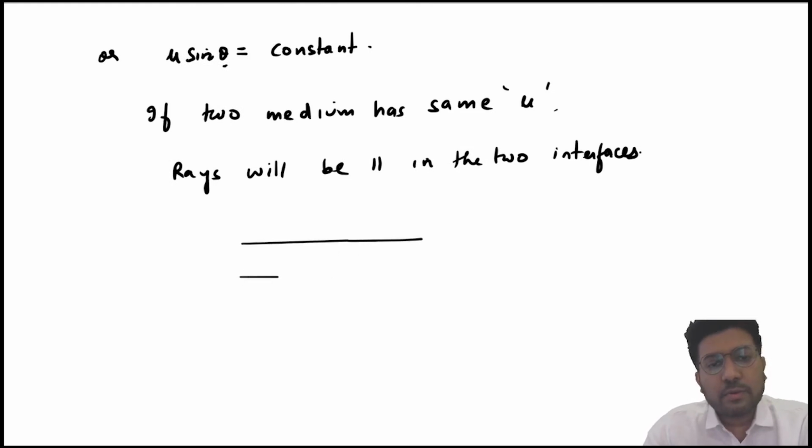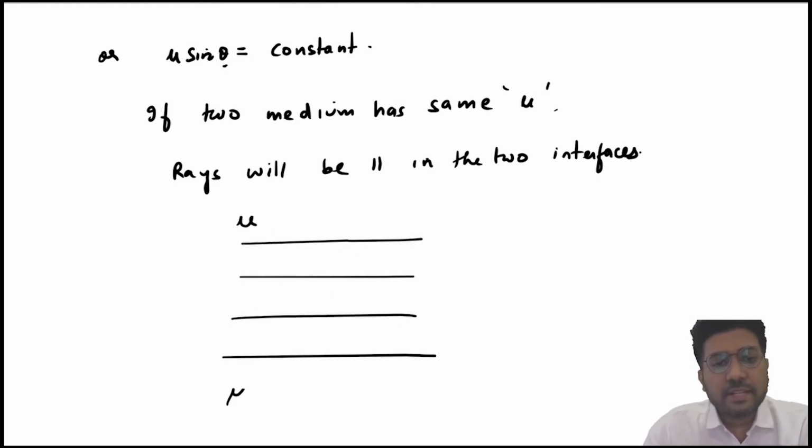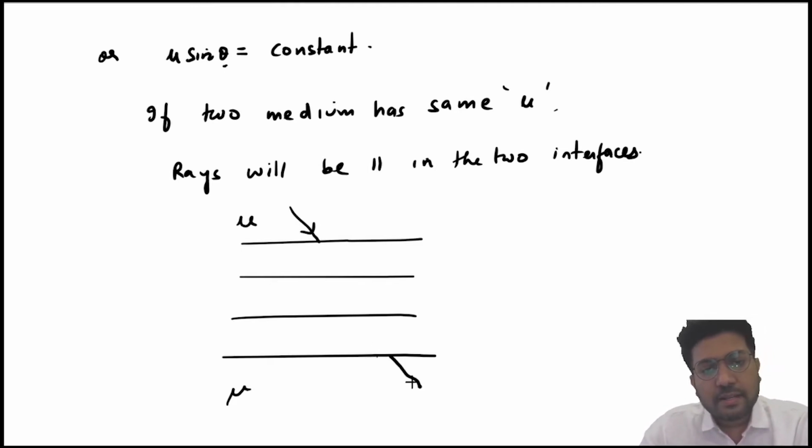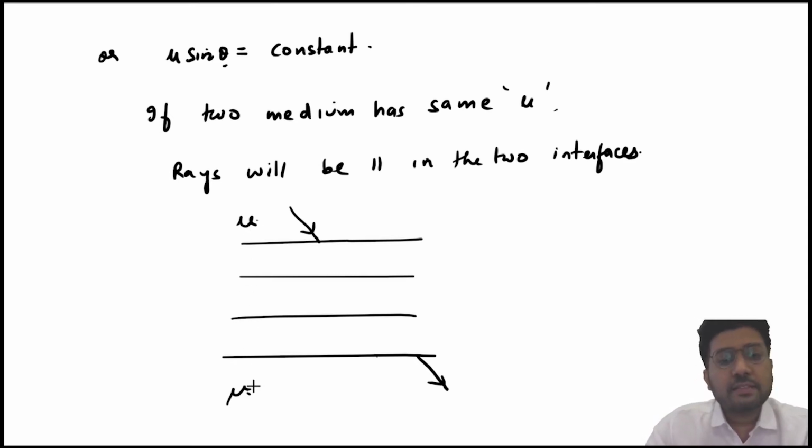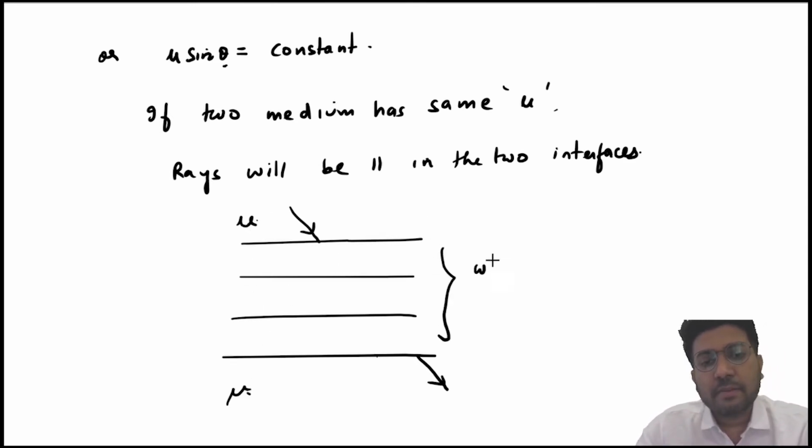Okay, so that means suppose here this medium and this medium are same. That means if the ray is starting from here, then finally it will be, suppose here, and it will be parallel to the, I can draw anywhere. So, see, this will be parallel to the initial ray. All right. So if two media have same refractive index, the rays will be parallel. Whatever be the medium in between, the rays in this and this medium will be parallel.